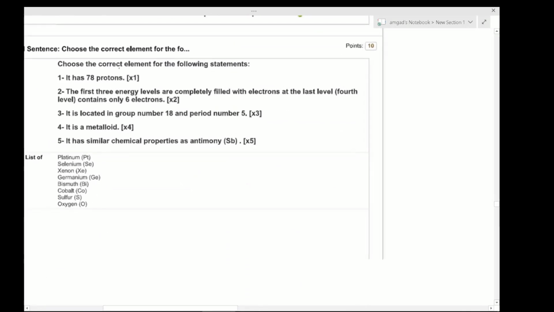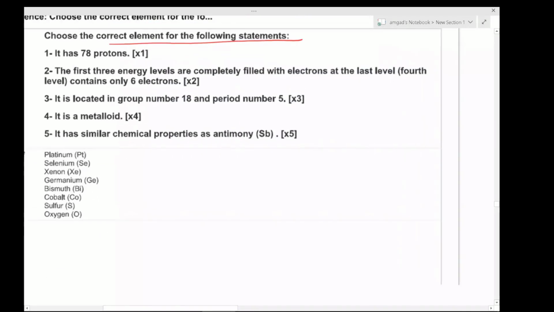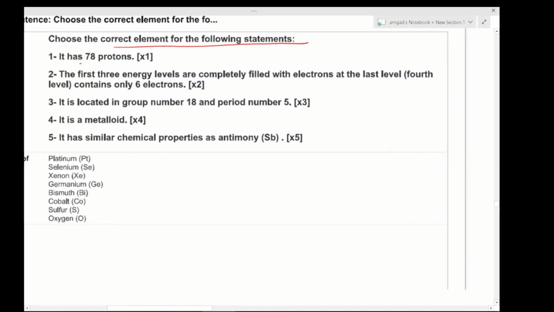Choose the correct element for the following statements. It has 78 protons. Look at your periodic table. What is the element that has 78 protons? Platinum. That's right. If you look at the periodic table, number 78 is platinum.